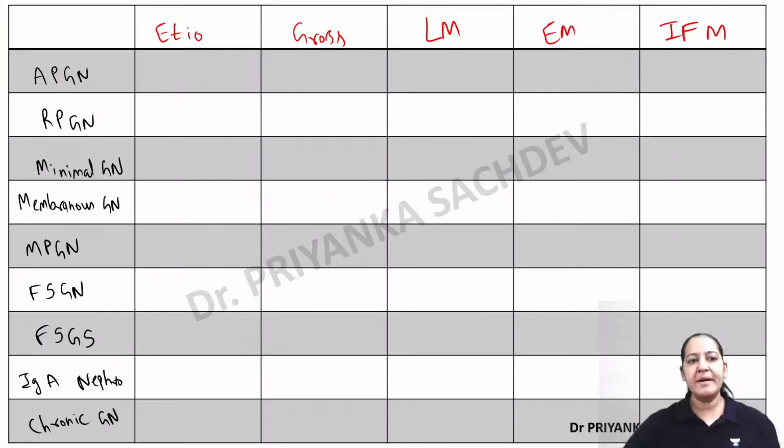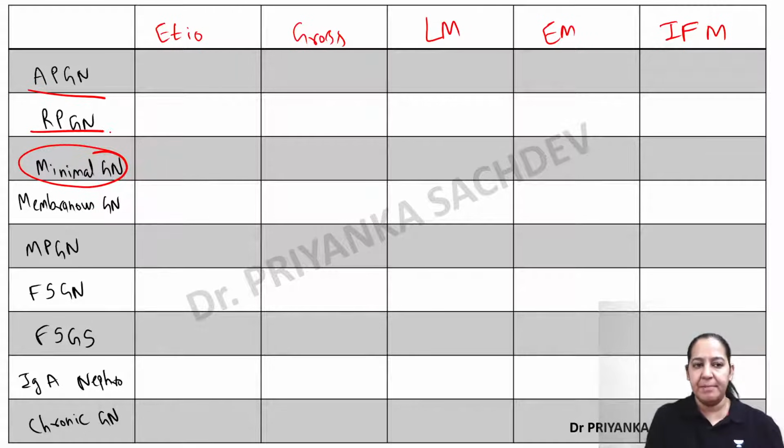Okay. I will be continuing with the third one again because the MCQs of the third one are remaining. We have not completed the MCQs of the third one, I guess, right? So I will be continuing with the MCD. So we have completed APGN, we have completed RPGN, we have completed MCD also.